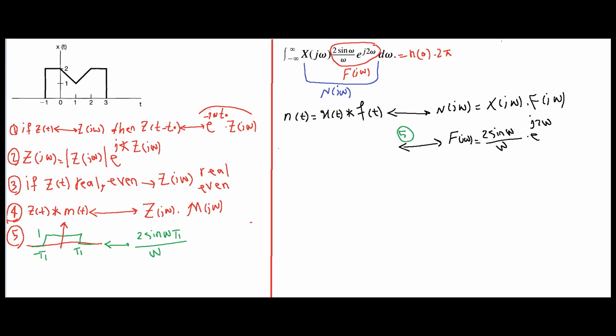Then, according to the first point, if we have a time shift in the time domain, it will appear in the frequency domain as e to the power of -jωt0. Finally, based on the first and fifth points, if we choose t1 equal to 1 and t0 equal to -2, the inverse Fourier transform of F(jω), or equivalently f(t), will be a rectangular pulse from -3 to -1 with an amplitude of 1, as shown in the figure.